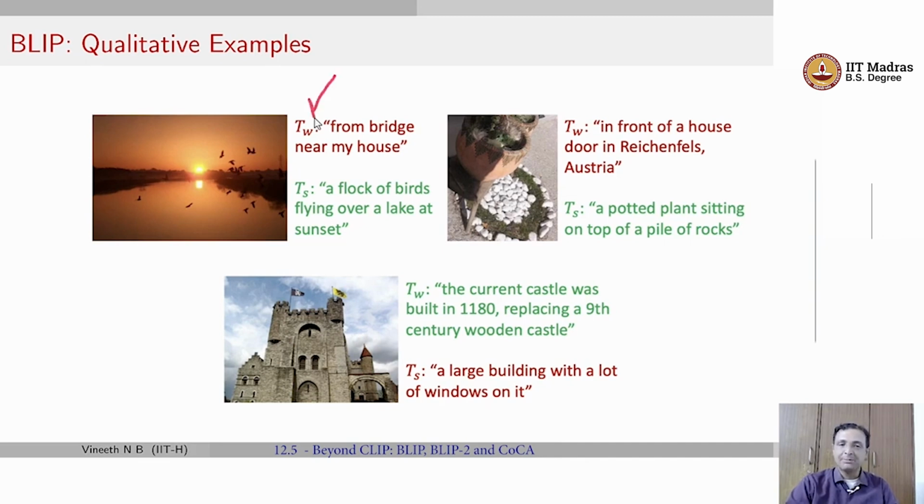The original web scraped text for this particular image was "from bridge near my house," which is a perfectly fair comment for an image posted on the web. But the true caption for this image is the synthetic one that they obtain using their method, which is "a flock of birds flying over a lake at sunset." Here is another one. Here is the image. The web scraped text is "the current castle was built in 1180, replacing a 9th century wooden castle," and their synthetic generated text from their captioner is "a large building with a lot of windows on it."